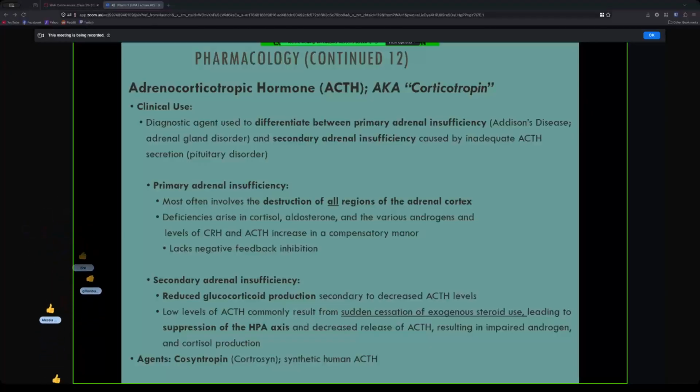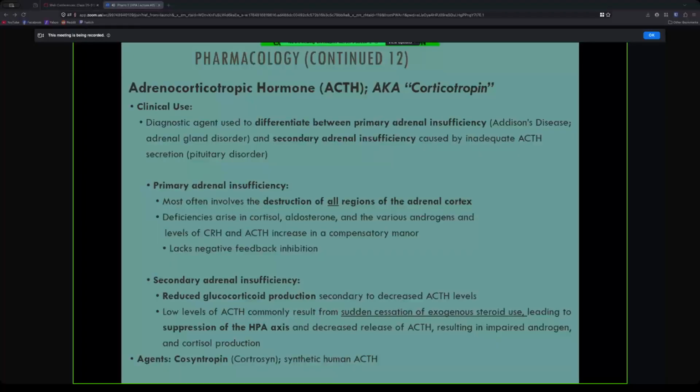Okay, great. So let's reorient where we left off yesterday. We were still hanging out in the anterior pituitary, right? So we were discussing the adrenocorticotropic hormone, or corticotropin, and we mentioned that we have a method by which identifying if we're going to have primary adrenal insufficiency, which is the destruction of all regions of the adrenal cortex, which is the slide that I'm sharing here, versus secondary adrenal insufficiency.